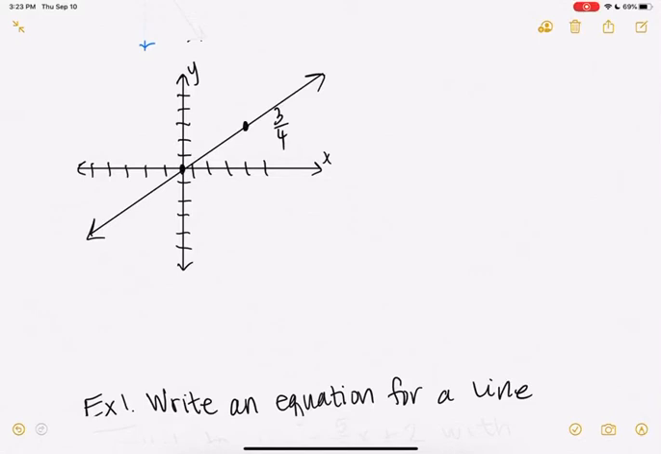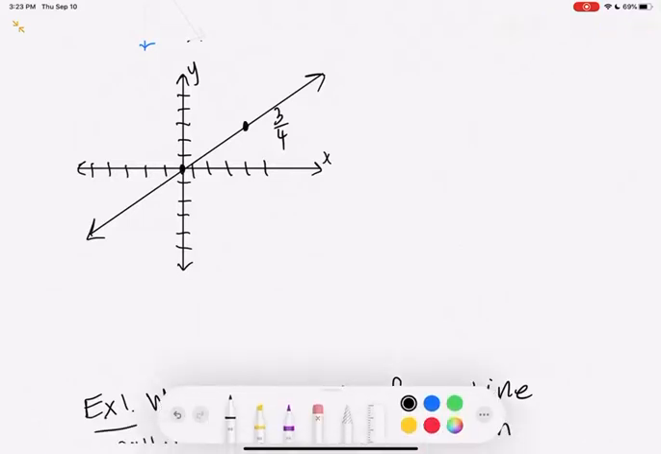Hello, this is a continuation of section 3.4, use slope to graph linear equations. So the first thing we did is I just made up this first line that you see, and I gave it a slope of 3/4 for no reason at all. We're going to talk about parallel and perpendicular lines today.